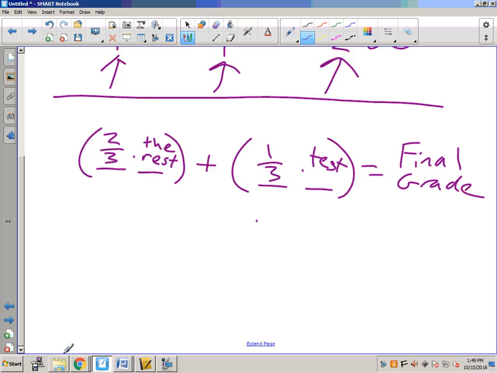This is going to be the average of those 5 grades. Do we know the value that we're going to get on the test, or is that what they're asking us for? No, that's what the question is asking for. So that's where our variable is going to go. Do we know the final grade that the student is shooting for? 76, so we'll put a 76 in that last spot, and then we'll have an equation that we can solve.